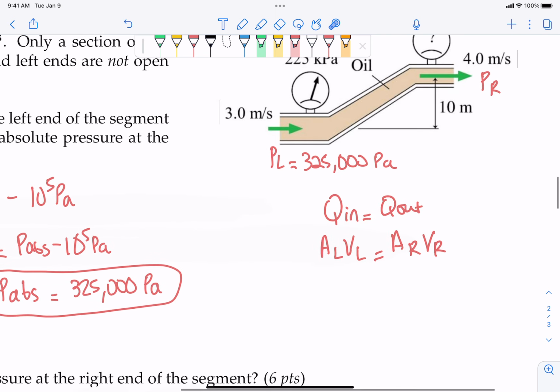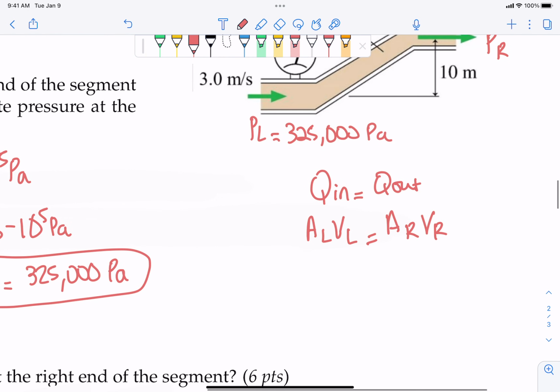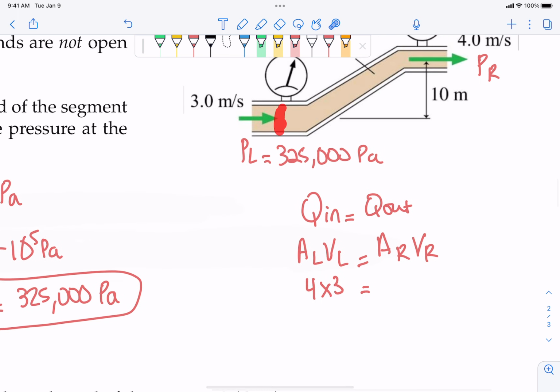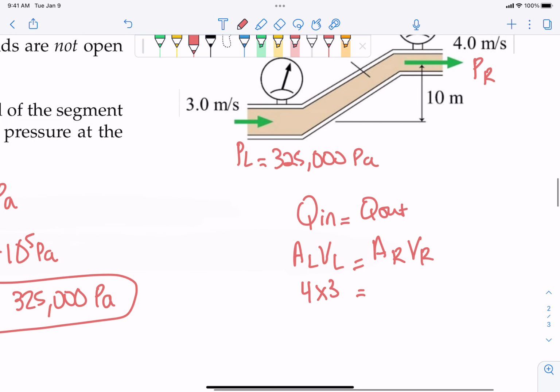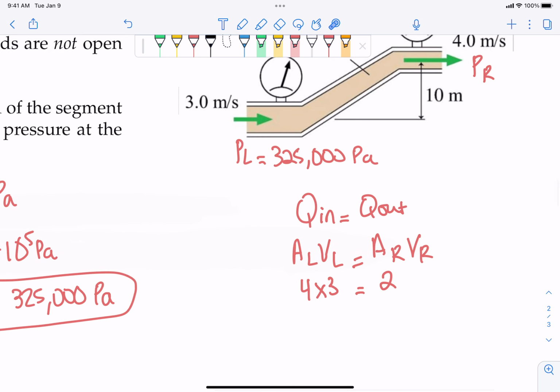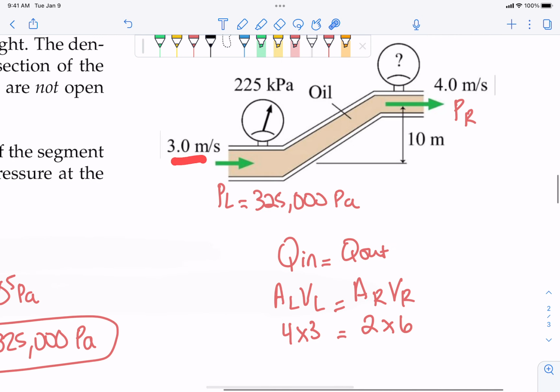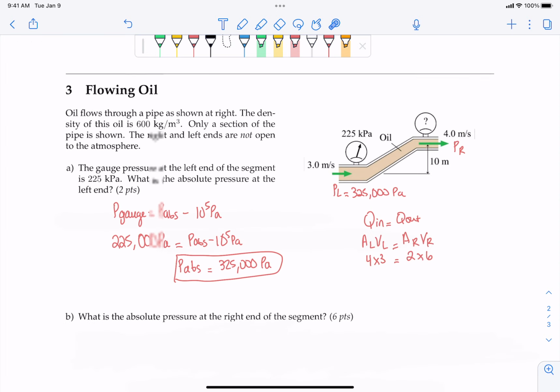It's like that other problem I did for the homework session. If I said 4 times 3 is equal to 12, and this cross-sectional area of 4 got smaller, let's say it's now 2. In order for this side to also equal 12, I have to increase my speed. So I have 2 times 6, going from 3 meters per second to 6 meters per second, just like they said, 3 meters per second to 4 meters per second. When you get to a smaller, more constricted cross-sectional area, you're going to increase in speed. So that's a second thing we have to account for, the change in speed.